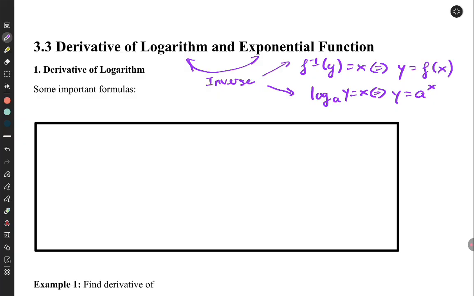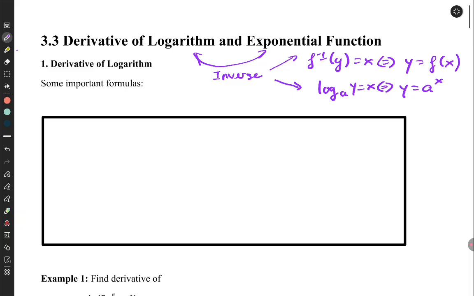Yesterday we talked about this. What does it mean by inverse? How do we actually find an inverse? First step, remember? And then we moved on to exponential function: introduction, application, and derivative of exponential function. Today, derivative of logarithm. Let's start with the formulas. You have some of this in the handout already.